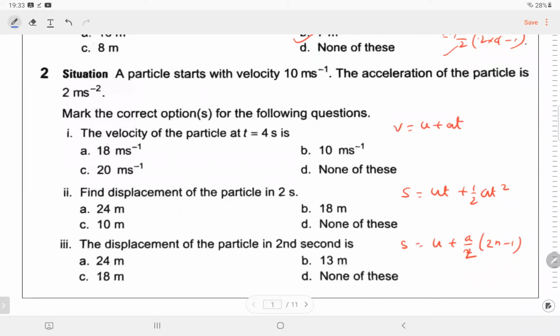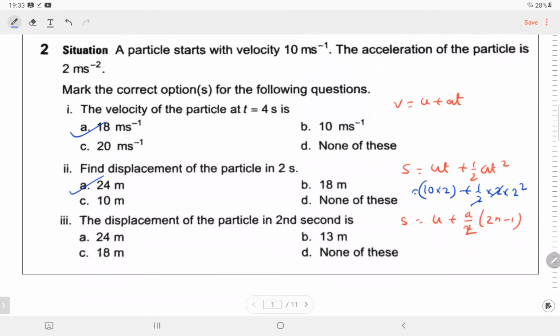Velocity of the particle at time t is equal to 2 seconds. How much? v is equal to u plus at, 18. Displacement of the particle in 2 seconds is ut plus half at square. Kartikeya, what is the answer for the second part? u is 10 and t is 2. 24, sir. 24. Yes. Govind, third part, displacement of the particle in the second. What's the answer?